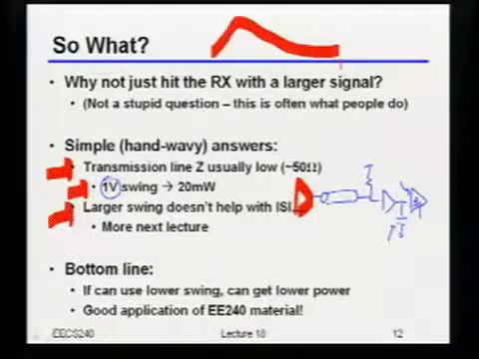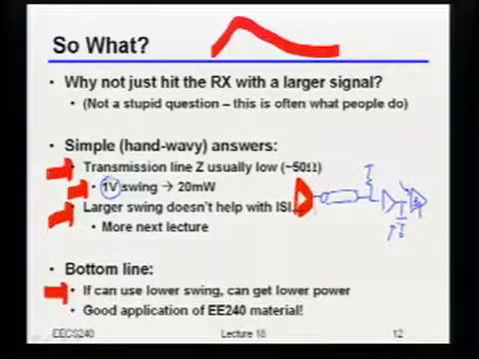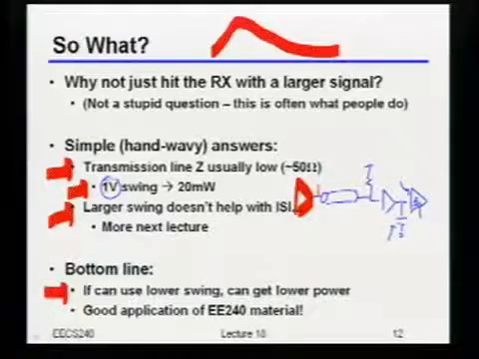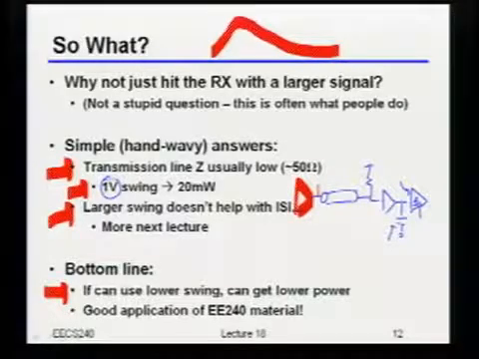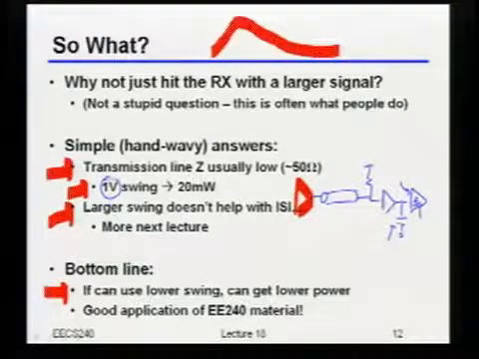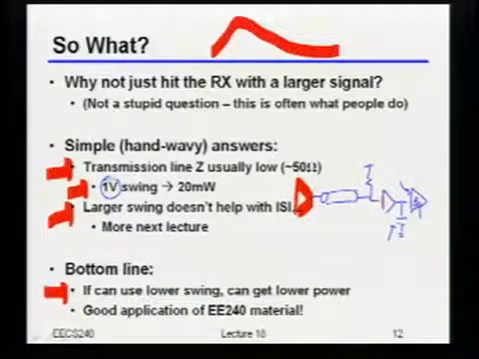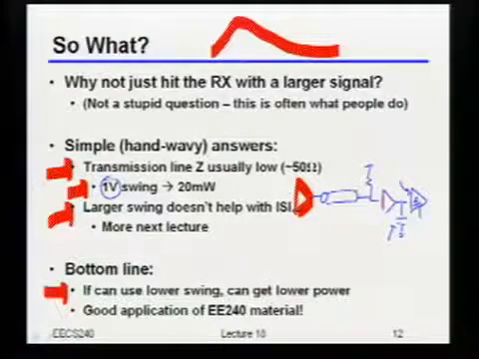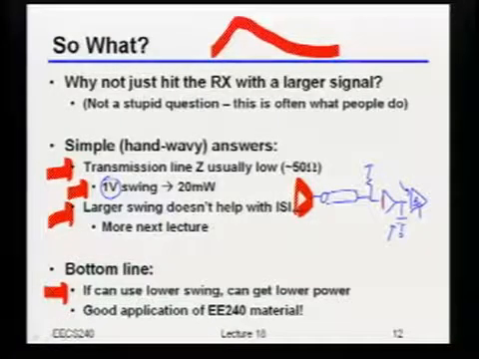So the bottom line here is that if you can build things that have lower transmit swing, because this impedance is so low, in general you can actually get lower power. That's, of course, good news, because it means that if we can figure out how to build very low power but very low noise receivers, meaning amplifiers, we're in good shape, right? So we've got lots of stuff to do with our 240 material.